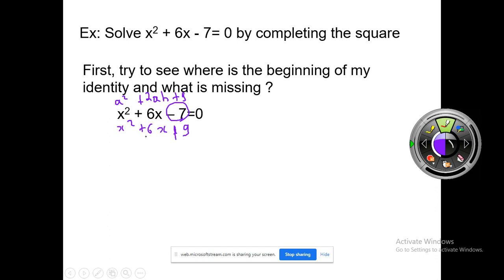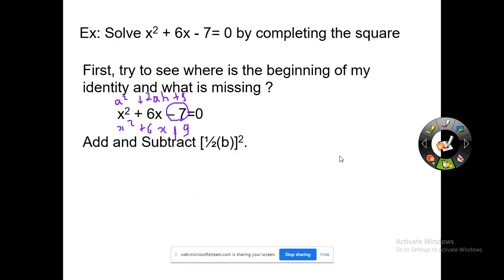What do I need to do? Look what I will do. Let's remove this. I need to add this 9. But if I add 9, I'm also doing something wrong, because I'm changing my expression. So I need to add and subtract half of b squared. I take 6 over 2, which is 3, squared is 9. So I need to add and subtract 9. Why? Because when you do plus 9 minus 9, you are adding 0, and if you add 0 to any expression, you are not changing anything. So I still have the same expression.